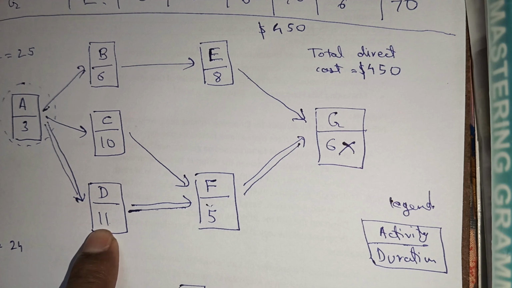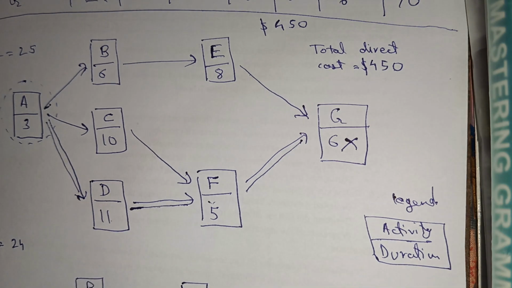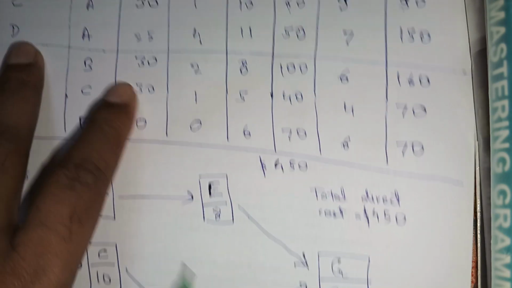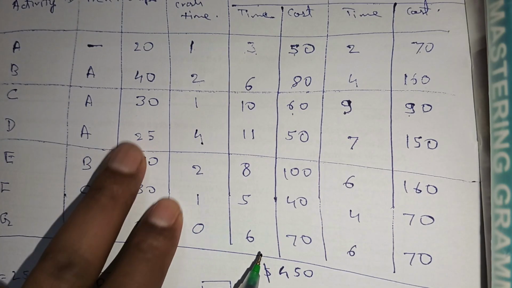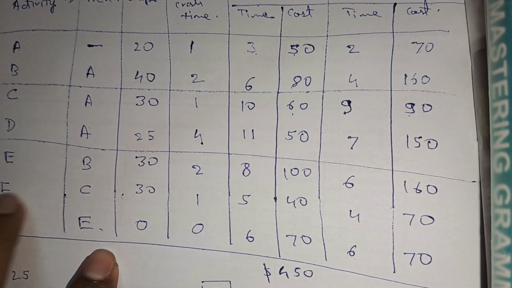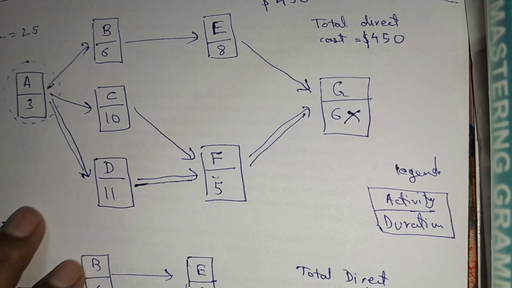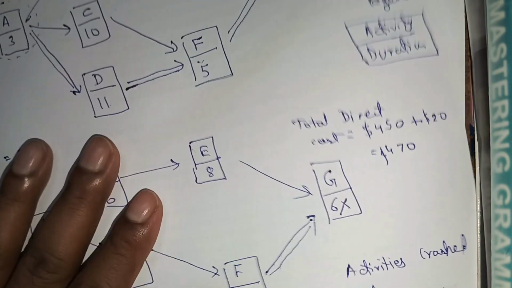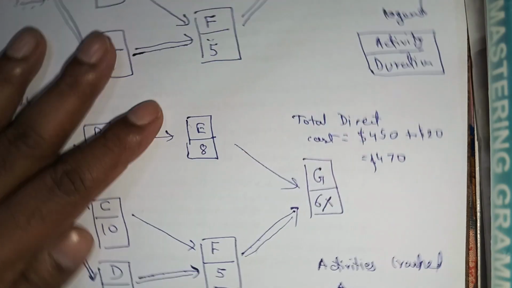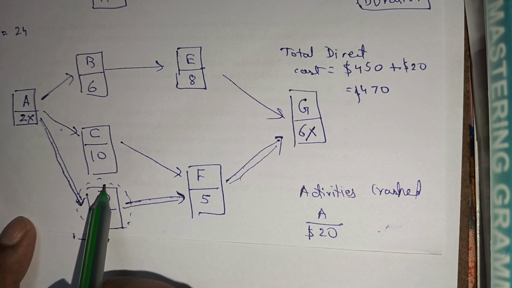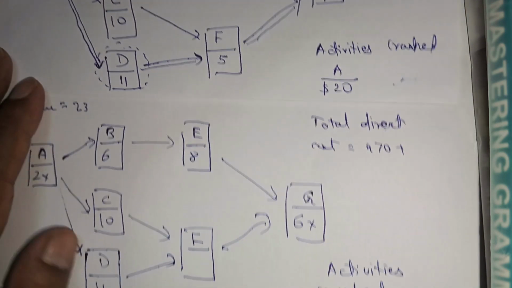Okay, so no, we can see here. D is 25 and F is 30. So D and F we have. If we reduce D by 1 day, then the project duration reduces to 23 days. Okay, so we can crash activity D. So we can crash this activity D and reduce the project duration by 1 day.